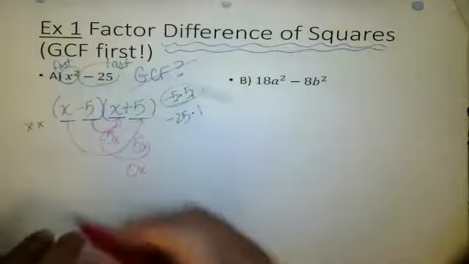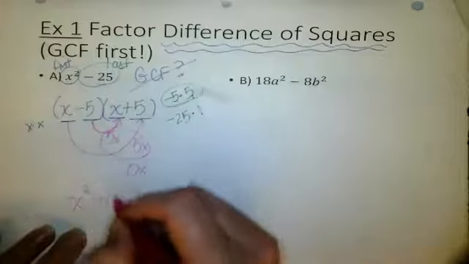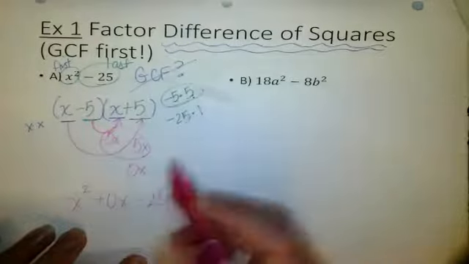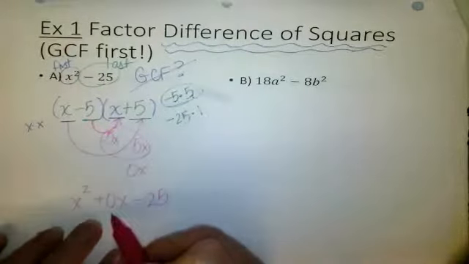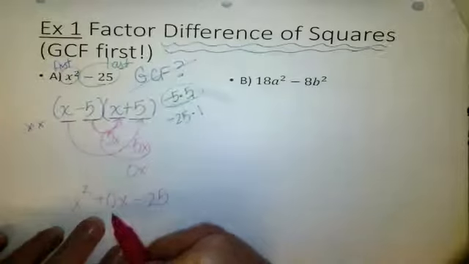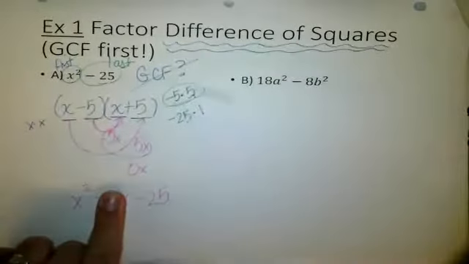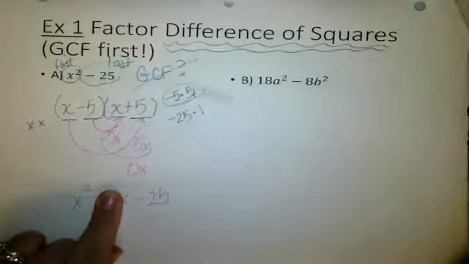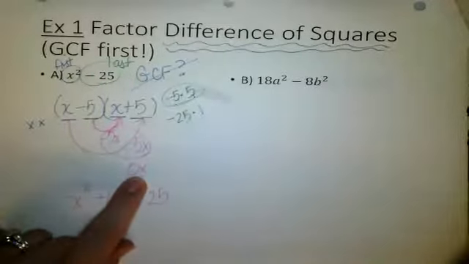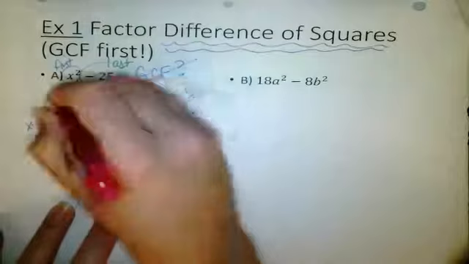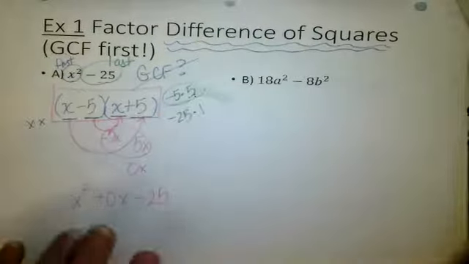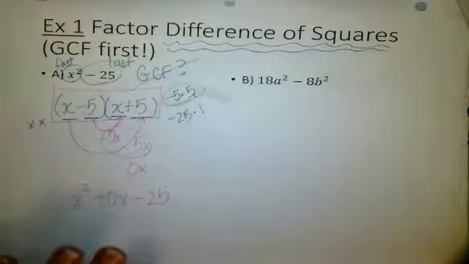Technically you could write it plus 0x minus 25. But do we ever see zeros in equations like this? No, we don't write those, so that's why there's no middle term. It cancels out, okay? So this is our factored form.